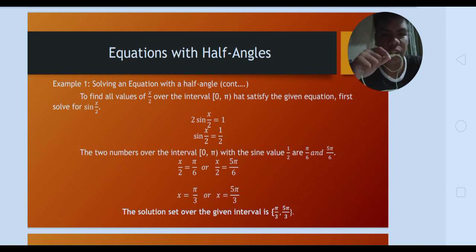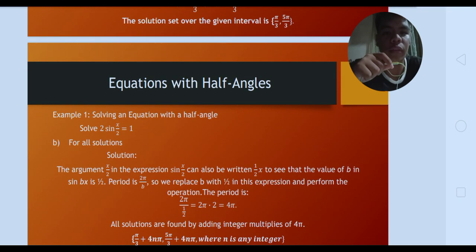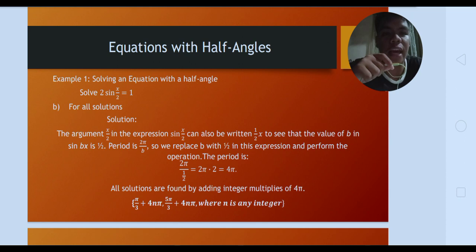x over 2 is equal to pi over 6, or x over 2 is equal to 5 pi over 6. This is the definition of inverse sine. Now x equals pi over 3 or x equals 5 pi over 3. We just have to multiply by 2. The solution set over the given interval is pi over 3, 5 pi over 3. Now solve 2 sine x over 2 is equal to 1 for all solutions.